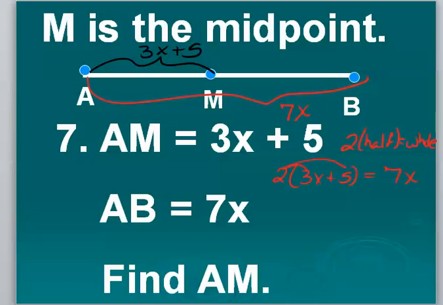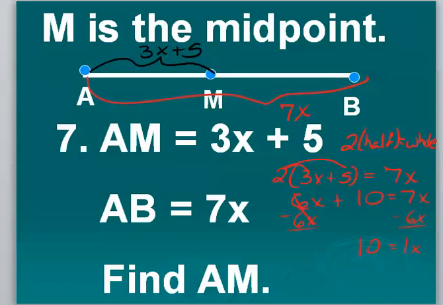Be sure you distribute first. 2 times 3x is 6x, plus 2 times 5 is 10. The only place I have regular numbers is the 10 on the left, so I'm going to move all my x's to the right by subtracting 6x. So 10 equals 1x. That's just x, so that's my value.